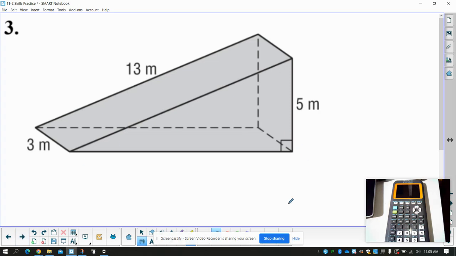Number 3 on the 11-2 skills practice. We need to find the volume of this prism. So the volume of a prism is area of the base times the height.